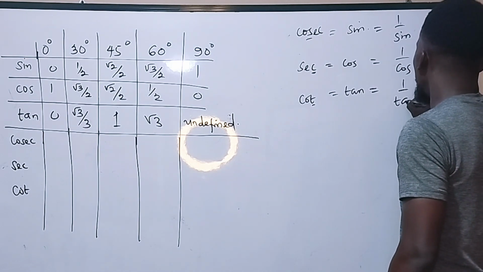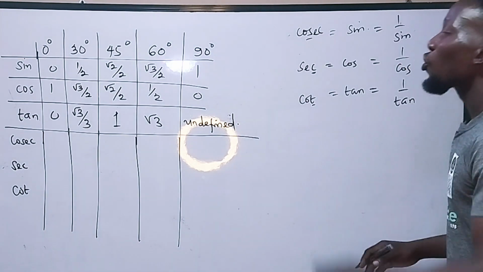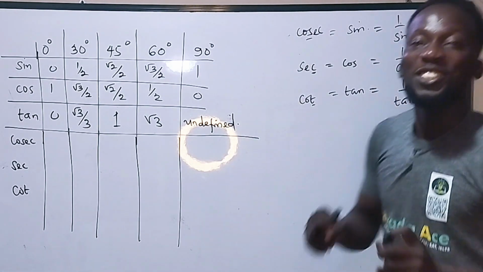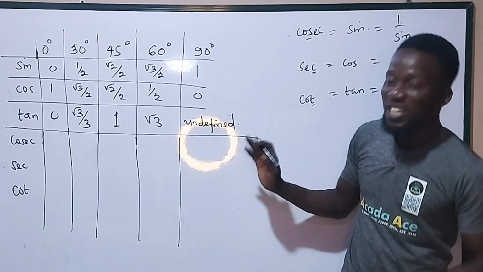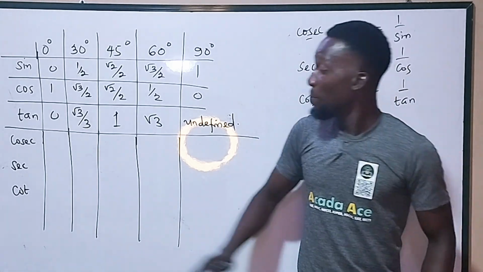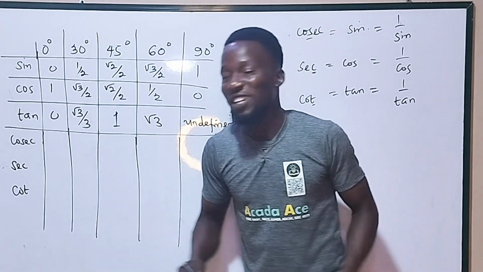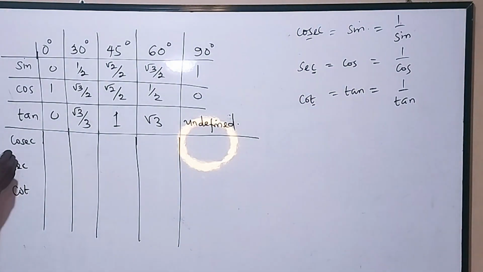So that is 1 over tan. So if I'm to look for cosec 0 degree, 30 degree, that is the only thing that I will do now, and you'll be expected to fill in the rest by yourself. However, before I allow you to fill in the rest, I will show you what you're expected to do when you get to cotangent. So let me quickly make this clear.